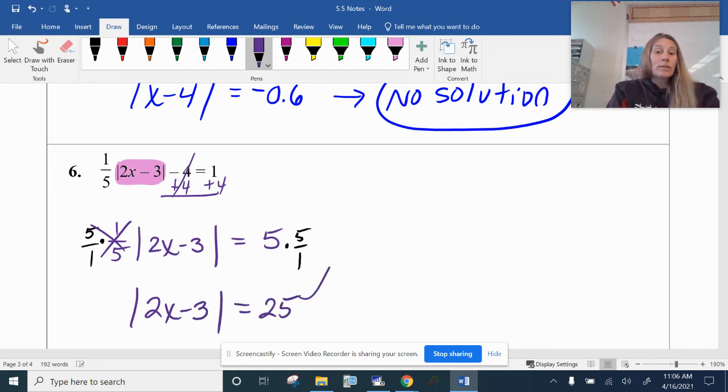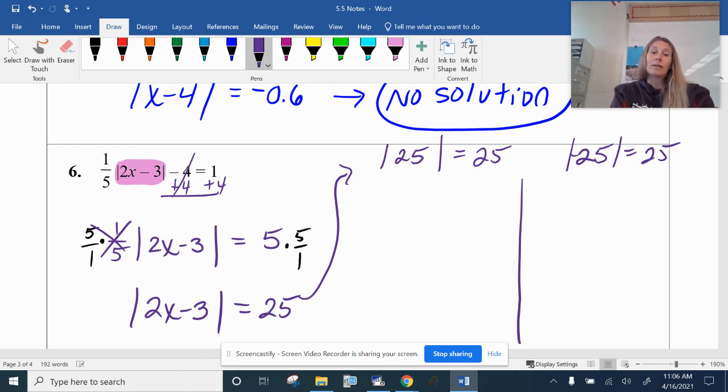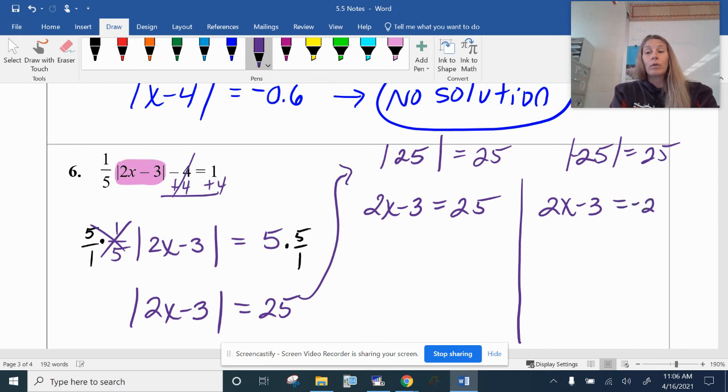So since my 25 is positive, I know that what's inside those absolute value bars could either be positive 25 or it could be negative 25, because both of those would come out and give me this distance that it's saying it's equal to. So that means 2x minus 3 can equal positive 25, or 2x minus 3 can equal negative 25.